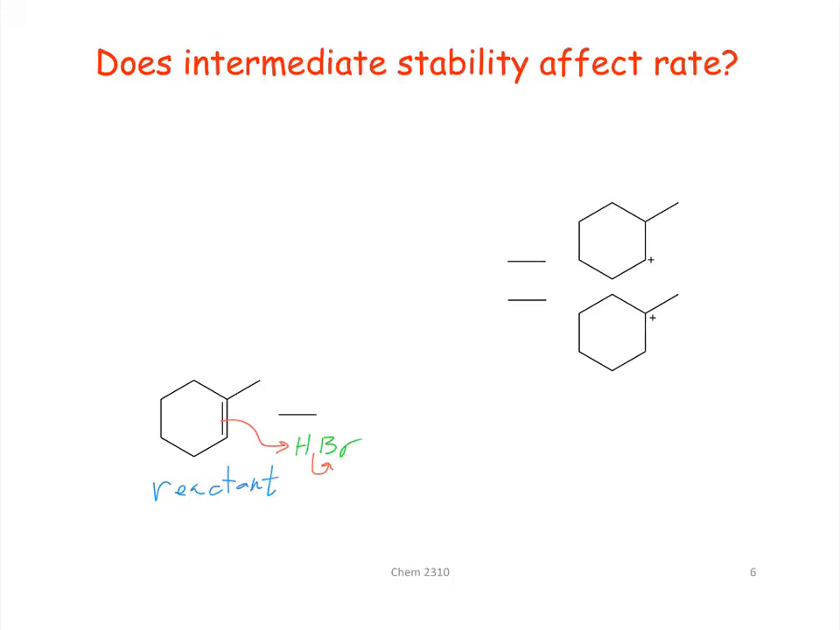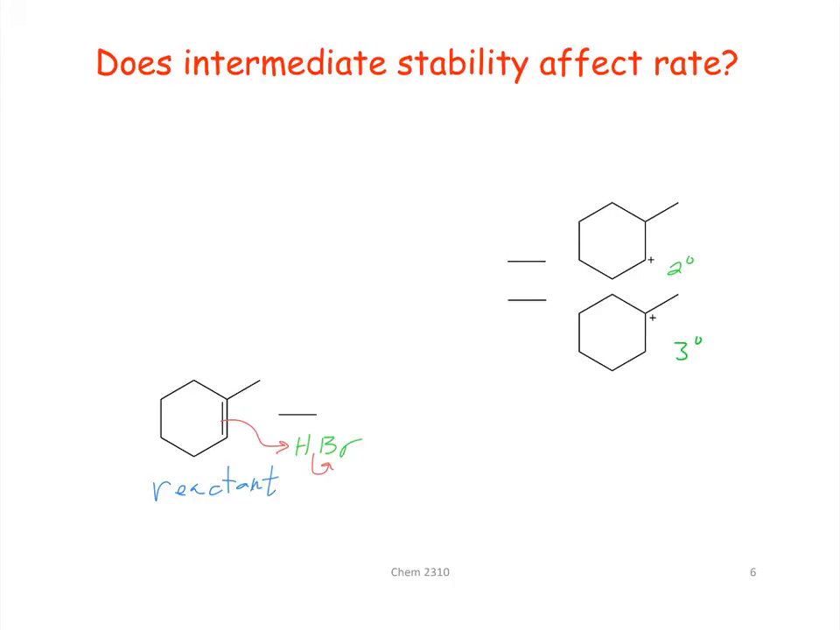So if we look at this one, here's the carbocation. This carbon is attached to two different carbons, so this is a secondary carbocation. The bottom one has three carbons, 1, 2, 3 attached to the carbocation, so this is a tertiary carbocation.